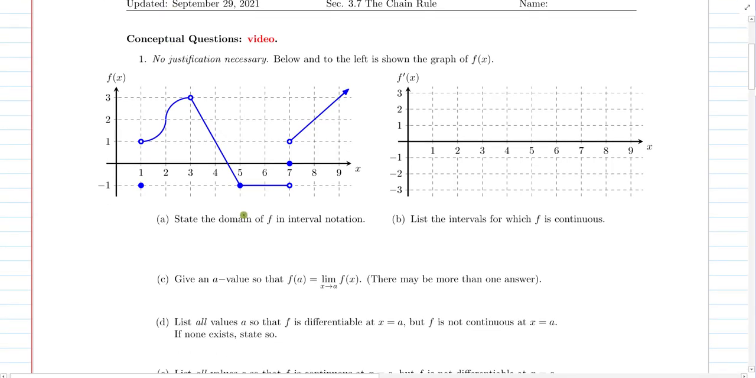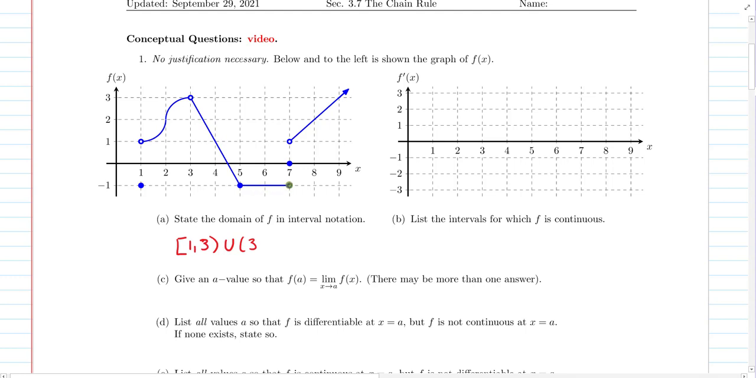The first thing we're asked to do is to give the domain of this function here in interval notation. So I think that this function is certainly defined at the value 1, and it's defined for all values up until I get to 3. So I could say that the domain would go from 1 to 3 with an open parenthesis on the 3, and then we'd pick up again. There's no domain value at 3, but just to the right of 3 we have domain values.